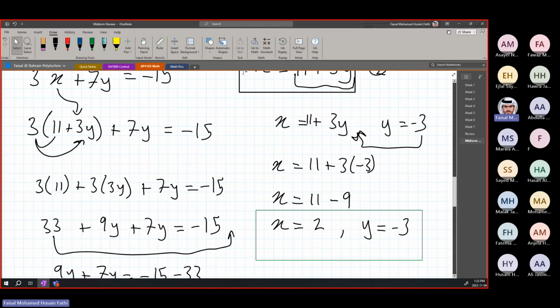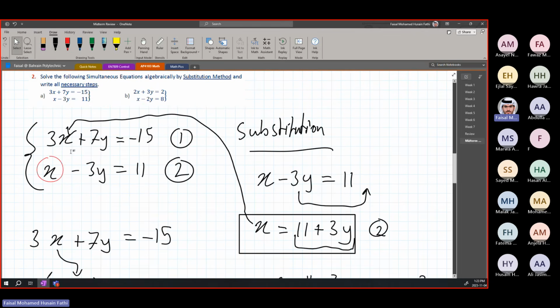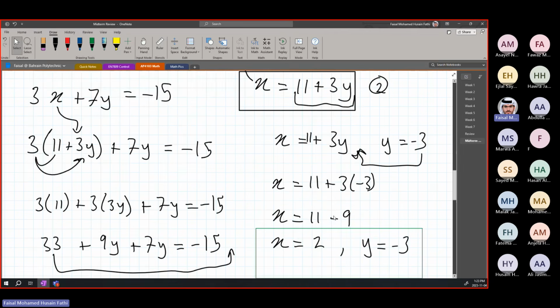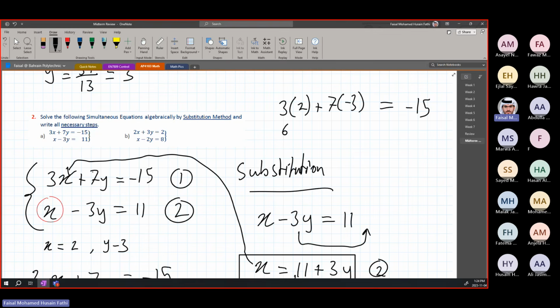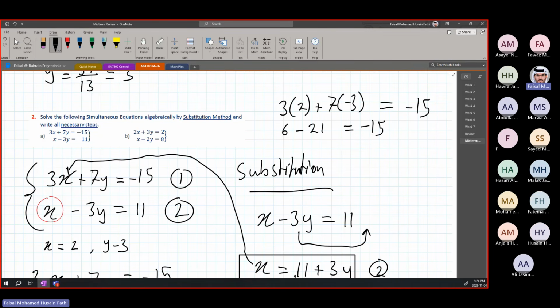If you want to check, you can always check all your values. You go back to the original question. You plug in your x. In this case, our x is 2 and y is equal to minus 3. So you will plug in x equal 2 and y is equal to minus 3 into both equations and see if the left-hand side is equal to the right-hand side. For example, 3 into 2 plus 7 into minus 3, it should be equal to minus 15. So when we solve this, 3 times 2 is 6, plus into minus is negative, so 7 times 3 is 21, should be equal to minus 15. If you check in the calculator, this is minus 15 is equal to minus 15, so our work is correct.